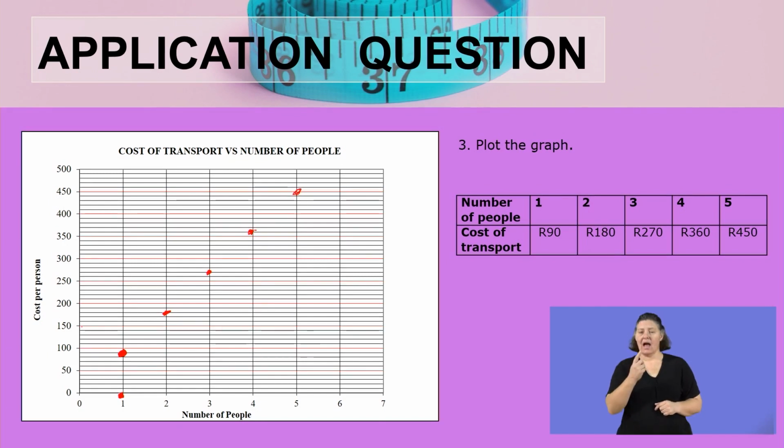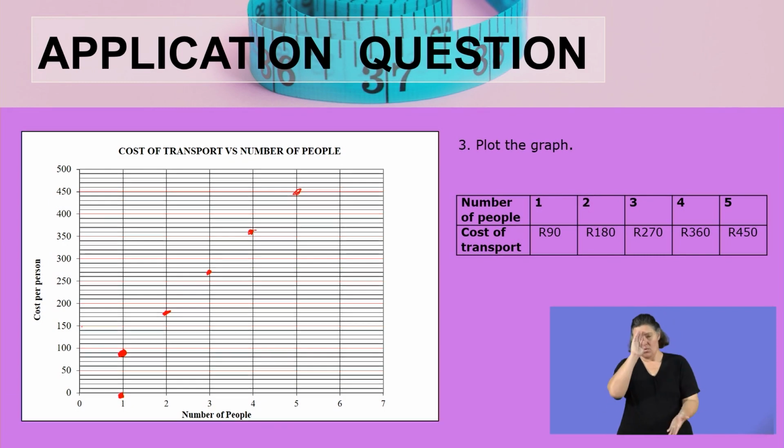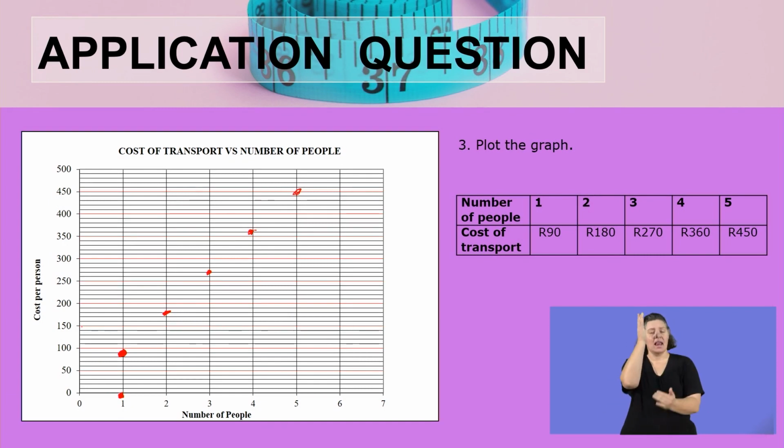So by mere fact of saying when one variable increases, the other one increases as well, we know that is direct proportion, and the line is going to be the straight line. So now we can join our points. And as you join your points, or your coordinates, you get the straight line. So this is the graph that we had to plot to answer the question that we had based on the number of people when the cost of transport is 90 rand per person.